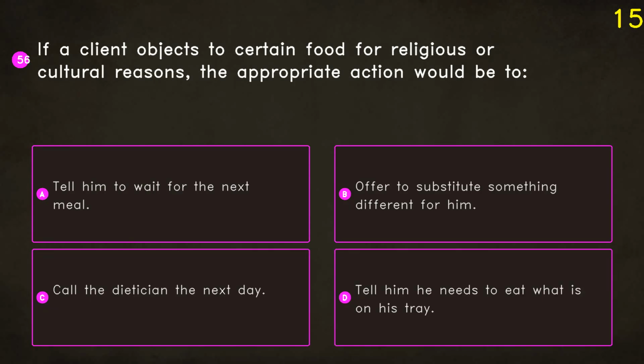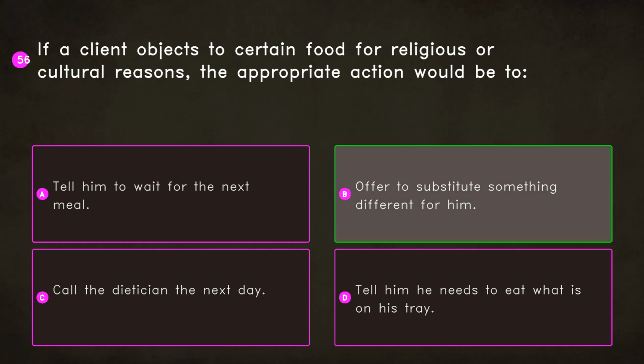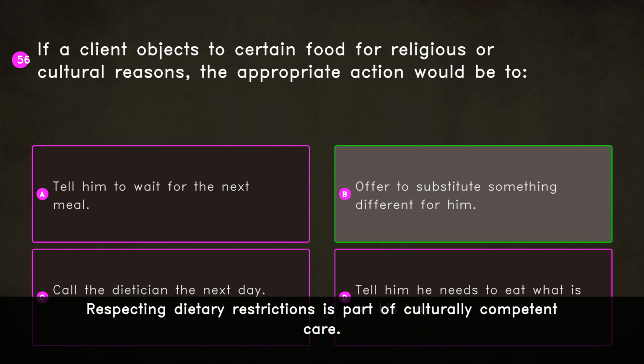Question 56. If a client objects to certain food for religious or cultural reasons, the appropriate action would be to A. Tell him to wait for the next meal. B. Offer to substitute something different for him. C. Call the dietitian the next day. D. Tell him he needs to eat what is on his tray. The correct answer is offer to substitute something different for him. Respecting dietary restrictions is part of culturally competent care.